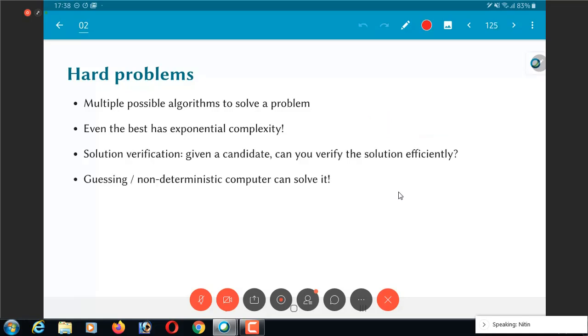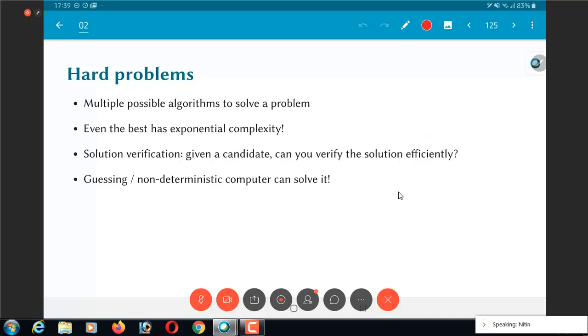Now, on the other hand, there could be a situation where if I give you a candidate solution, you can verify the solution efficiently. Okay, so an example of this is, for sorting, for example, if there was some magic genie that said, okay, these are possible sorted solutions, can you look at a given solution and tell me whether it's correct or not?